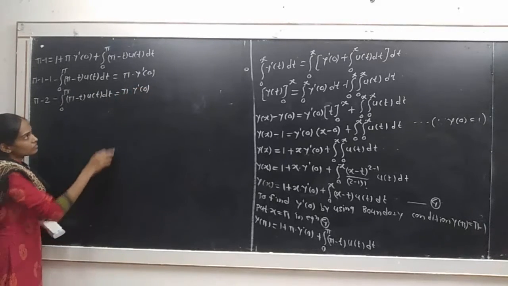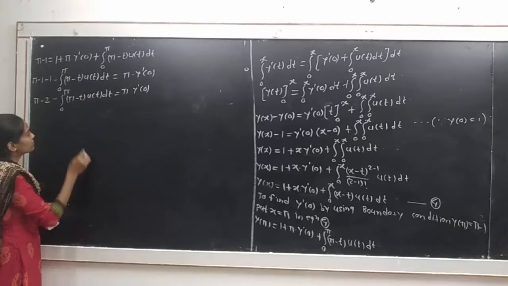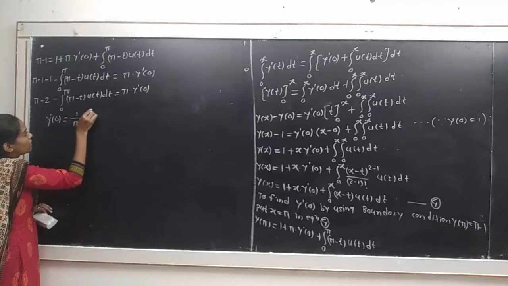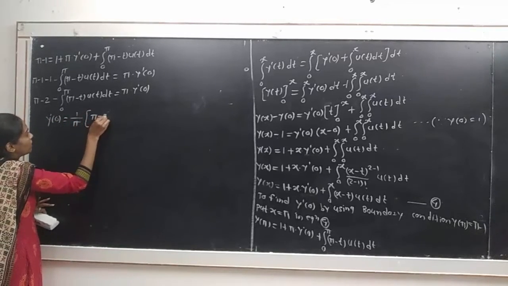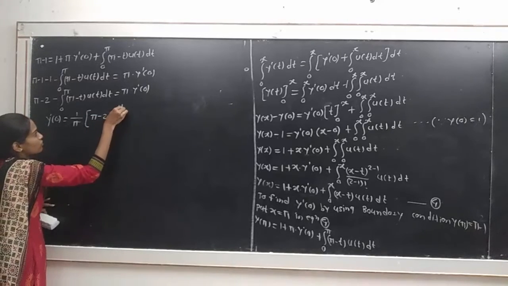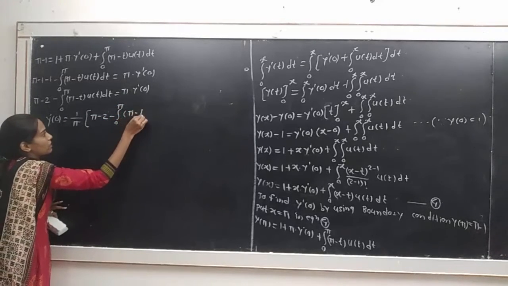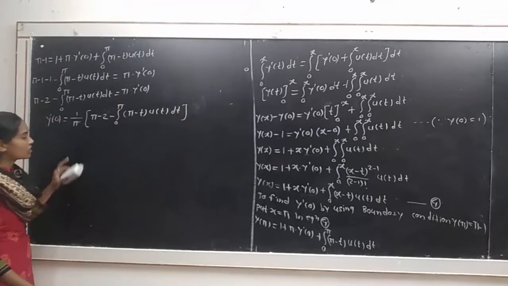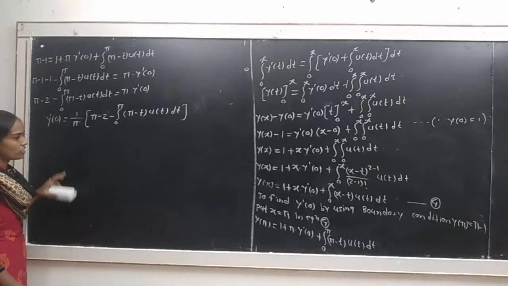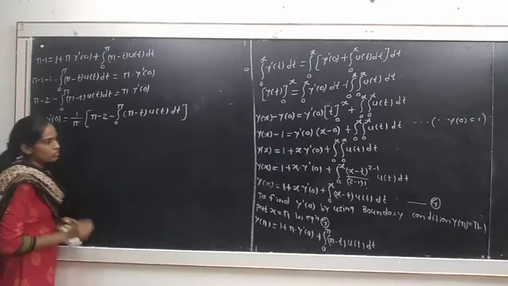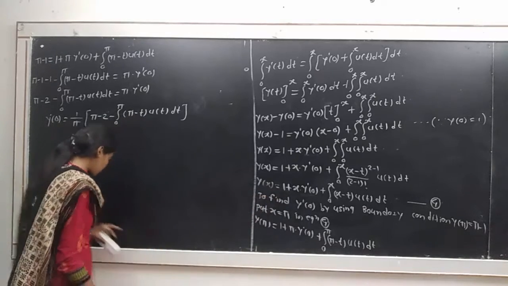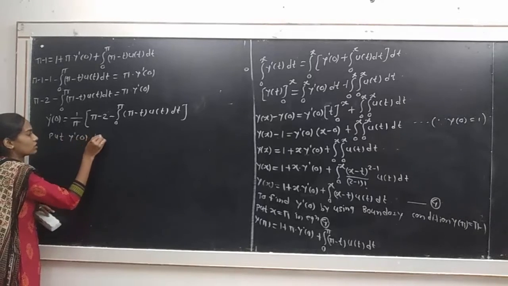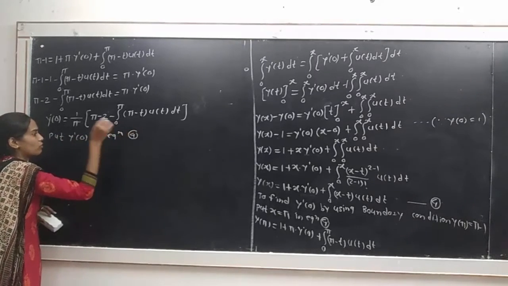Okay, then we shift this pi to this side, and we get y dash of 0 is equal to 1 by pi in bracket, pi minus 2 minus integration from 0 to pi of (pi minus t) into u of t dt. This is the value of y dash of 0. Then we have to put the value of y dash of 0 in equation number 4.